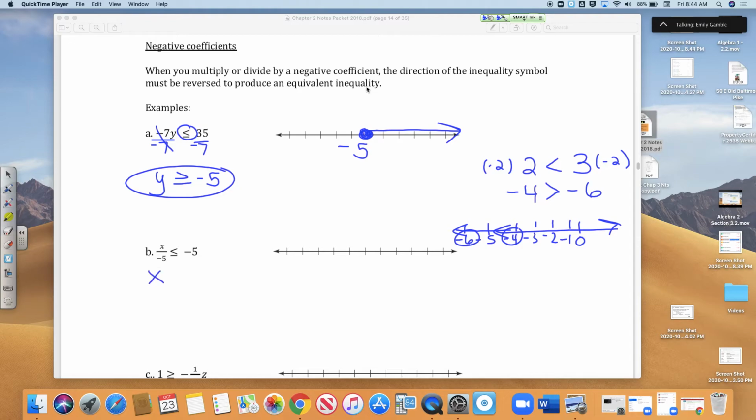I'm going to rewrite letter B. It says x divided by negative 5 is less than or equal to another negative 5. Well, right now we have to undo what's happening. We have division right now. Everything's being divided by negative 5. To cancel that out, I do the opposite. To cancel out dividing by negative 5, I multiply by negative 5.